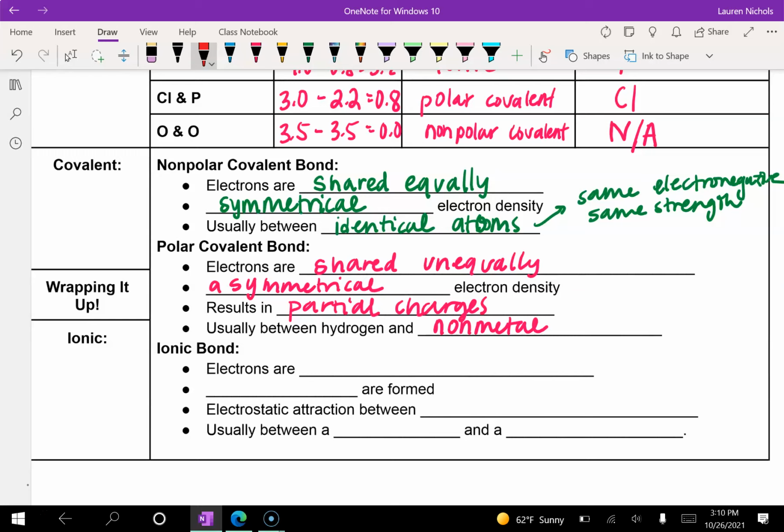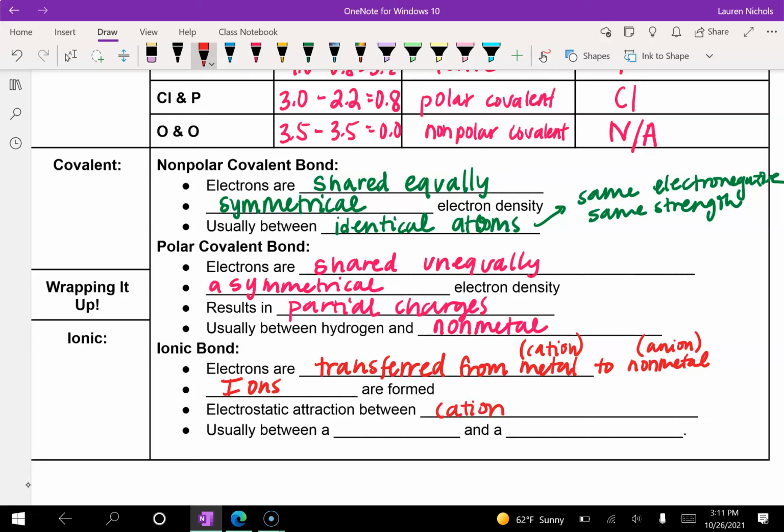In an ionic bond, electrons are transferred. And one thing to keep in mind, they're transferred usually from your metal to the non-metal. Your metal is going to form your cation, and your non-metal is going to form your anion. And so this means that your ions are formed, the cation, which is positive, the anion, which is negative. It experiences an electrostatic attraction between the cations and anions, and it's usually between a metal and a non-metal.